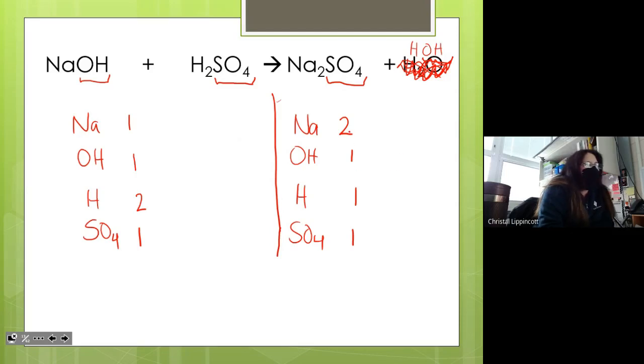Now we need to get this to balance. Well, I need two sodiums. So I'm going to go over here. Oops, I've already got two there. I need to go over to this side. I've got two here, but that affects my sodium and it affects my hydroxide. So now those are up to two. But now my hydroxide and my hydrogens are off. So I'm going to go over here and put a 2 here. And now that takes that up to 2. And it takes that up to 2. And I've got it balanced.